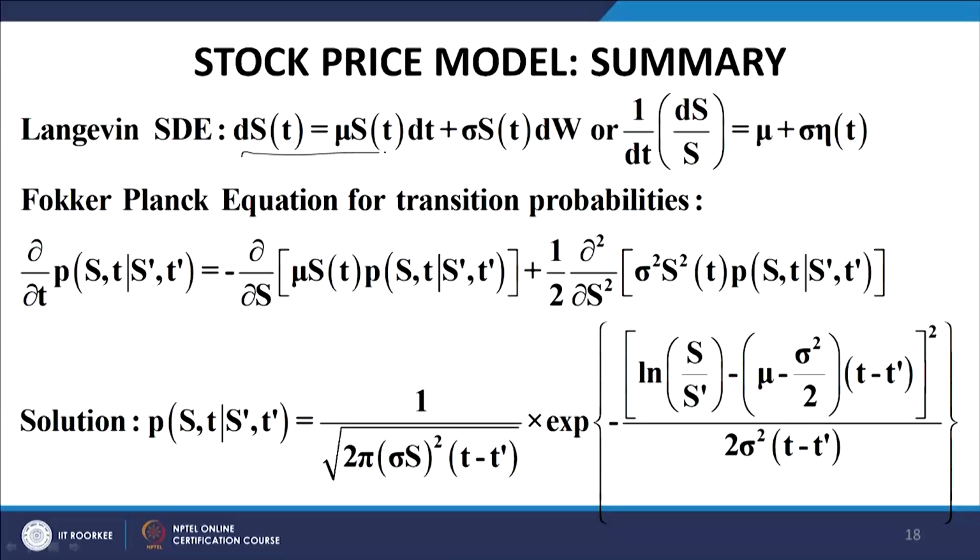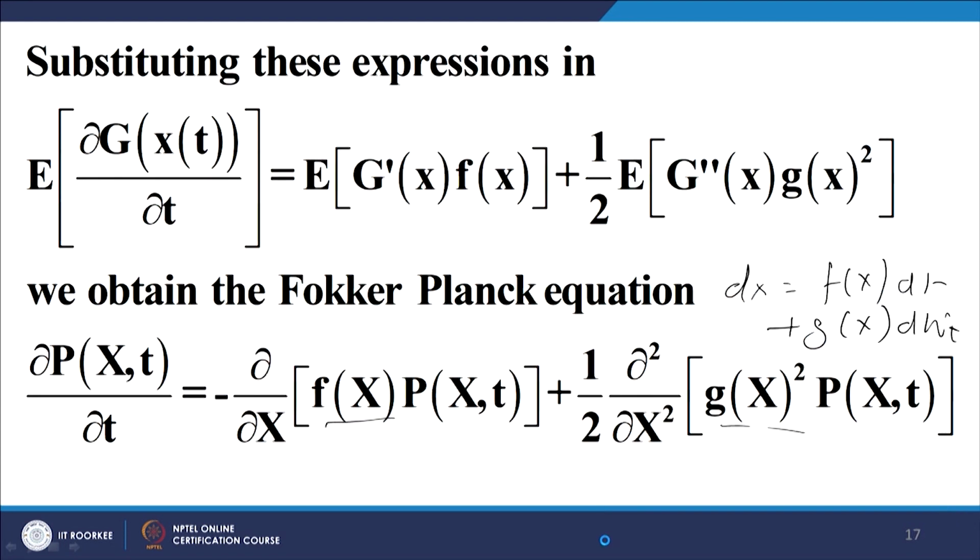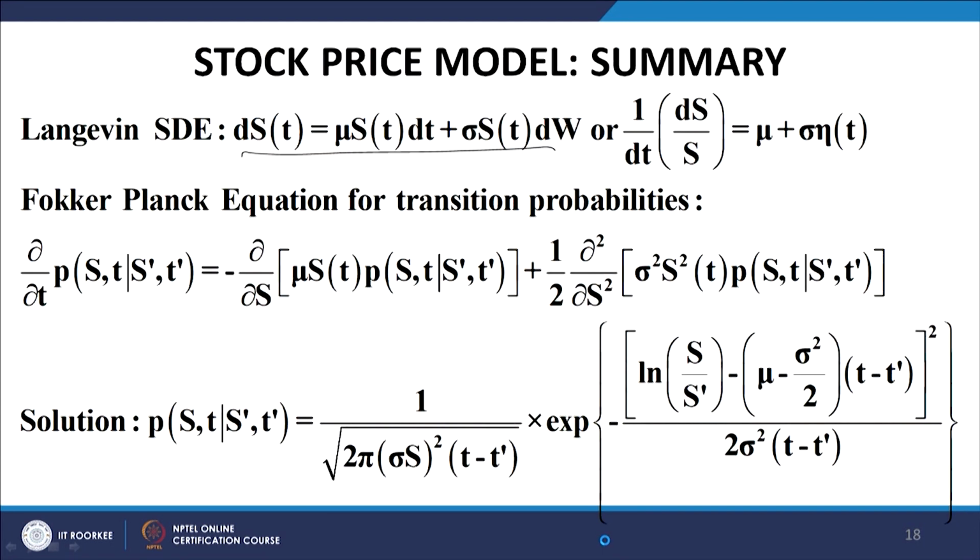Now, for our stock price model, what is our stock price model? This is our stock price model. For this stock price model, this particular Fokker-Planck equation takes this form, where f x is nothing but mu s t and g x is nothing but sigma s t. So, we are substituting f x equal to mu s t, and g x equal to sigma s t. So, g x square is equal to sigma square s t square. If you solve this equation, the result that you get is this particular expression.